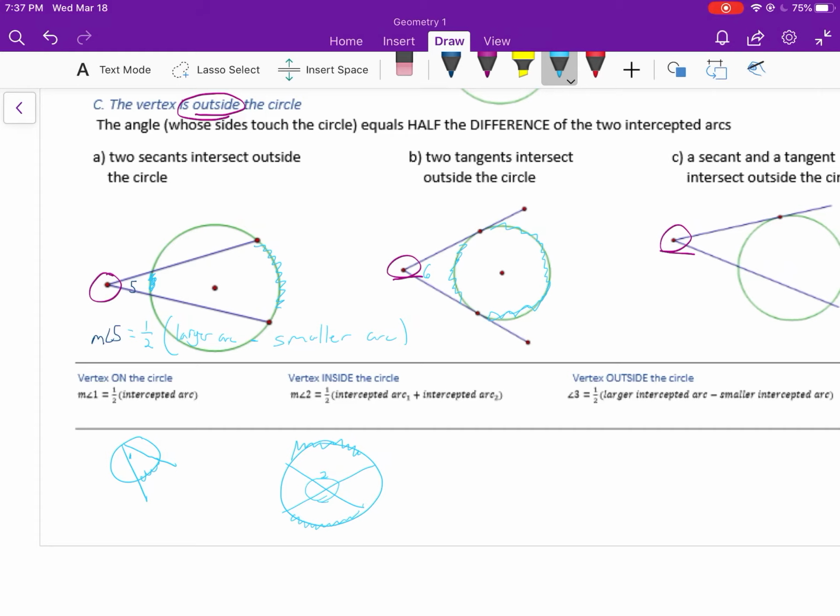And then this one is the vertex is outside. It's actually like the three figures above. So this angle is outside, so you do half the difference, so bigger one minus smaller one. That's what this is. And those are the theorems that you use for working with angles that intersect circles, whether inside the circle, on the circle, or outside the circle.